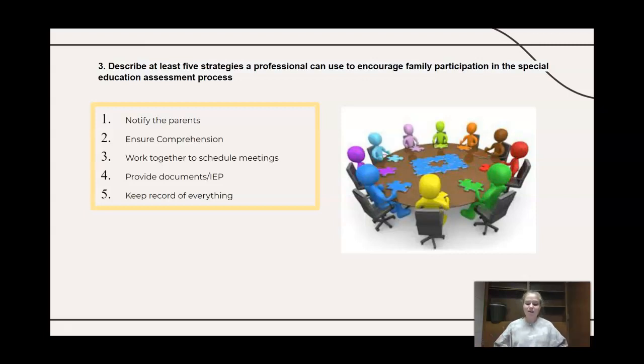And number 5 is that, especially when parents cannot attend meetings, ensure that everything is recorded and all of the information is always sent. You want to make sure you record meetings, documentation, any changes of their child's behavior or disability throughout the classroom. You always want to be able to make sure that they are constantly in the loop.